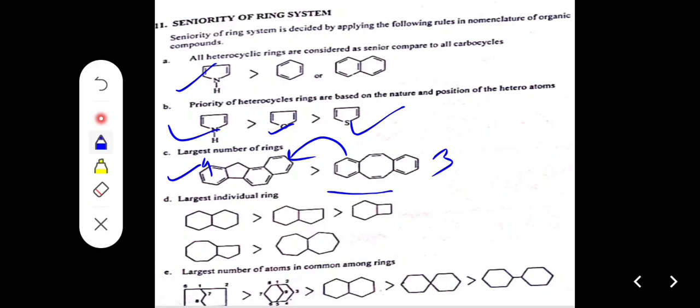Largest individual ring: this type of preference can be shown experimentally. And the largest number of atoms in common rings: if the common rings have the largest number, there could be three common carbon atoms, two common carbon atoms, or one carbon atom. So these are the kinds of preferences.